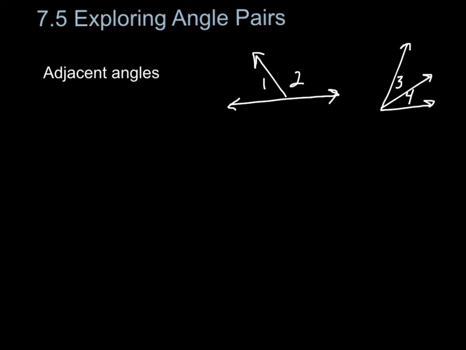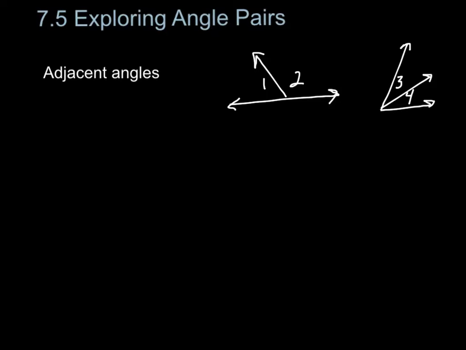Section 7.5, Exploring Angle Pairs. On the key concept at the bottom of page 466 and the top of page 467, we have 4 vocab words that we must make note of. So we're going to start with the first definition.